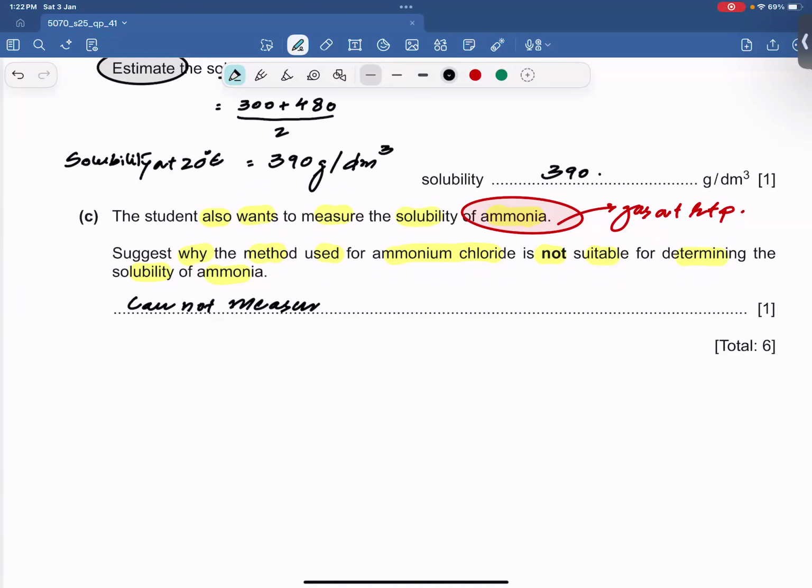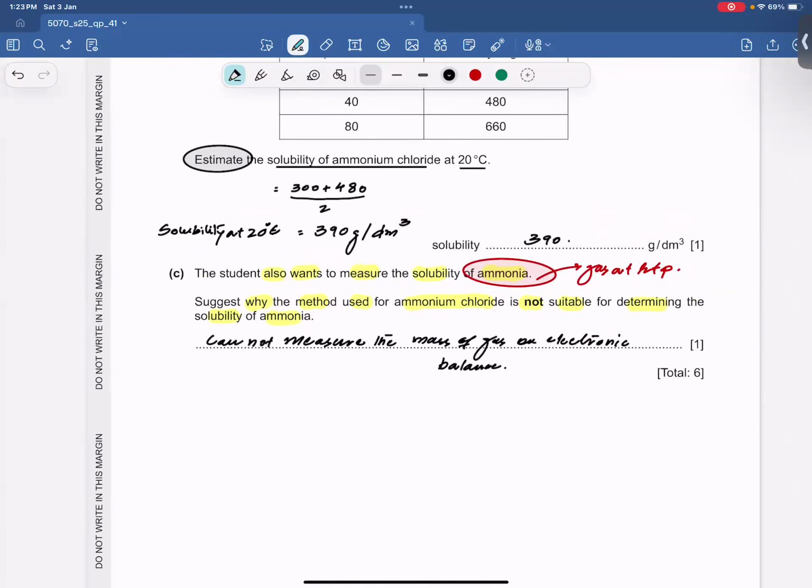We cannot measure the mass of gas on an electronic balance. We can measure the volume of gas, but we cannot measure the mass of gas on an electronic balance. Okay, so that's the end of the first question. Let's move on to the next one.